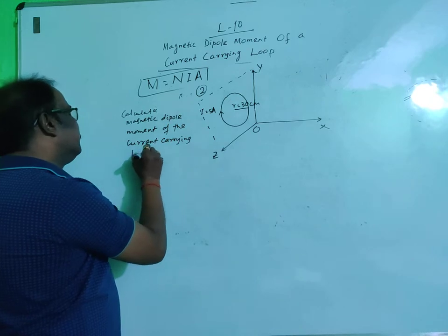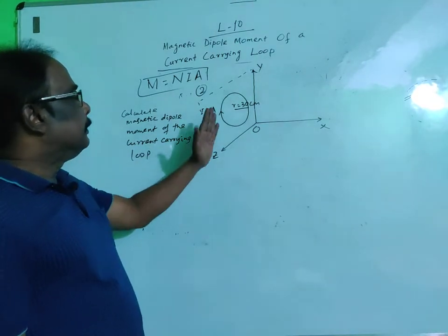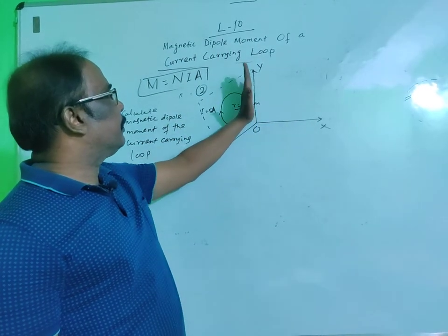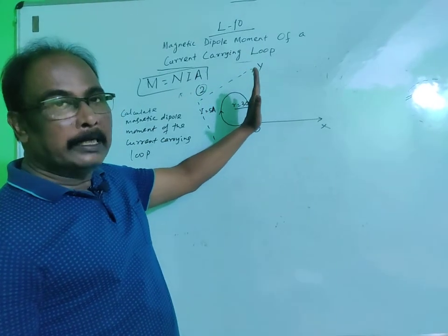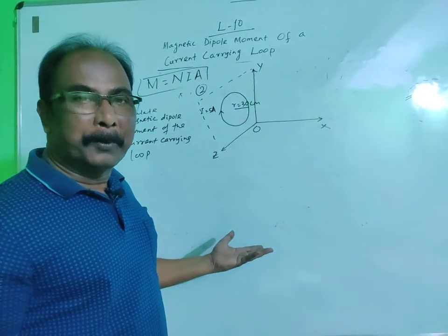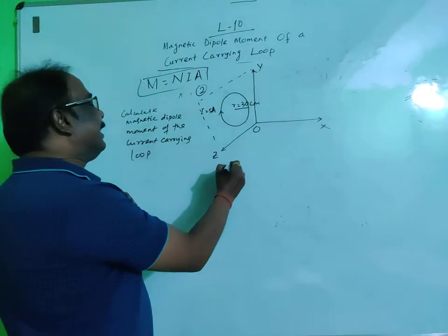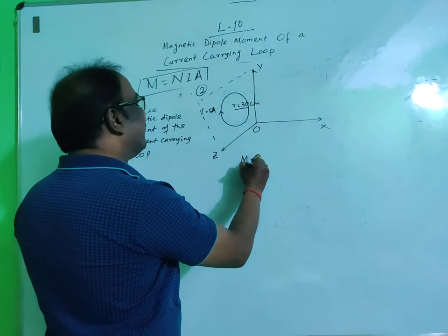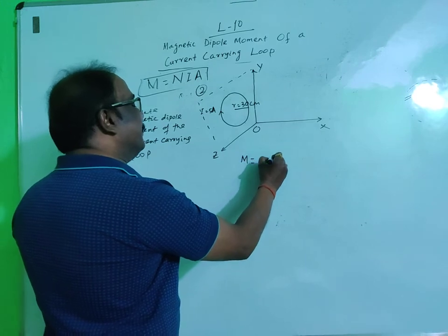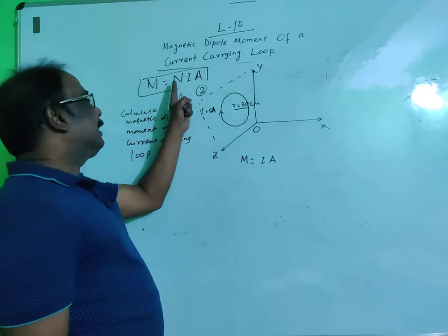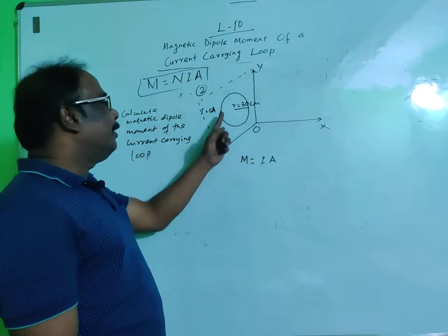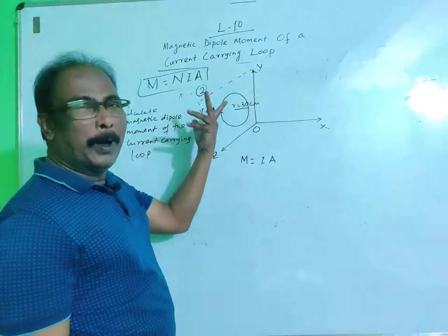Current carrying loop means here, if the circular coil is placed on a given plane, here the yz plane, we can determine direction also by the right hand thumb rule. Then first see what is the magnitude of magnetic dipole moment. As we know, magnitude of magnetic dipole moment is N i A, and here number of turns is 1.